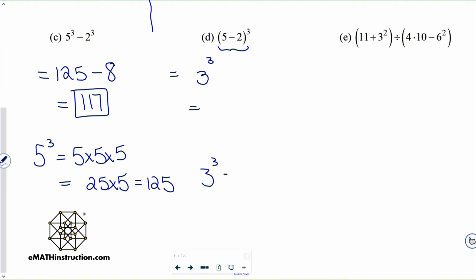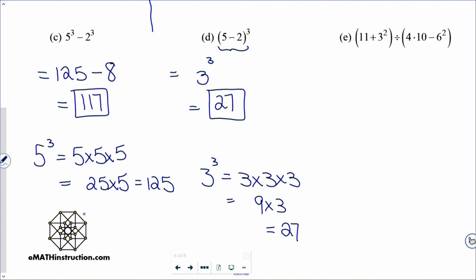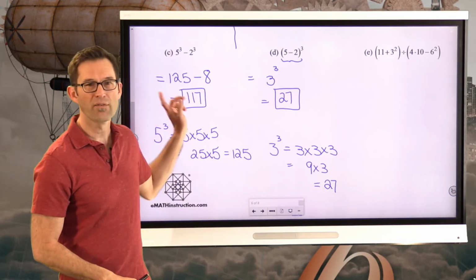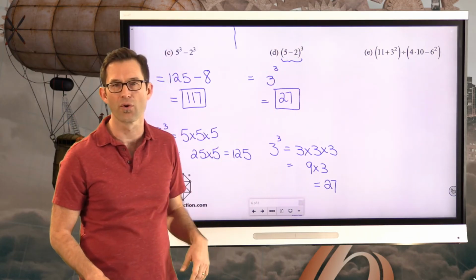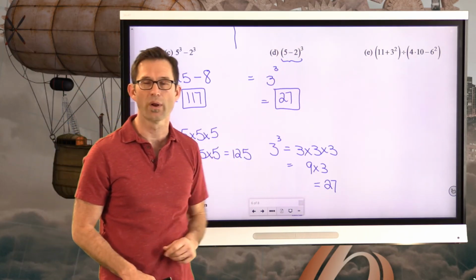Again, 3 cubed, we could come over here, do 3 times 3 times 3. Many of these you'll memorize after a while. I'm just doing some now in case you don't know them off the top of your head, but 3 to the third equals 27. So look at what a difference a set of parentheses will make, right? 5 to the third minus 2 to the third versus 5 minus 2 all to the third, 117 versus 27.